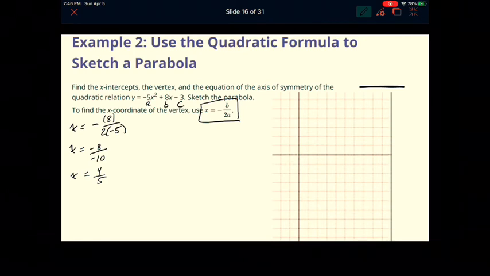So now we need to solve for our y. So we put this back into our original equation, original way up here. Always use the very original equation whenever you're doing stuff like this. Don't use a factored form or anything, to make sure you haven't made any mistakes. 4 divided by 5 squared plus 8 times 4 divided by 5 minus 3.